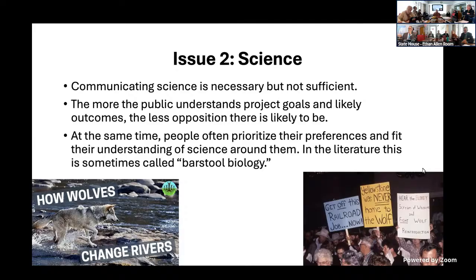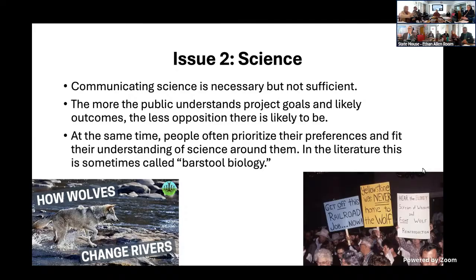Scientists who are involved with these things will sometimes say, well, we told them, and that isn't that. What else can you do? And there's more you can do. It's fairly obvious, but as long as people understand what the goals of the project are and what the outcomes are going to be in the short term and the long term, then there's less likely to be opposition.